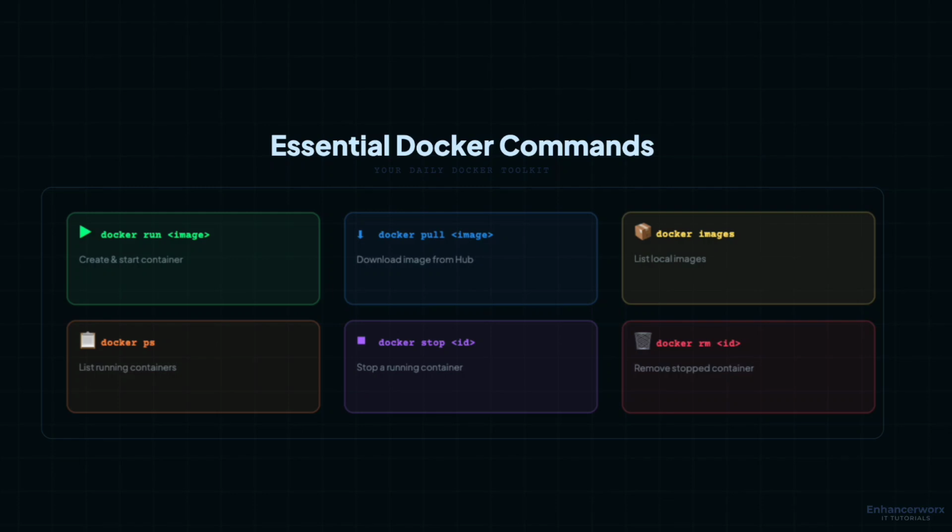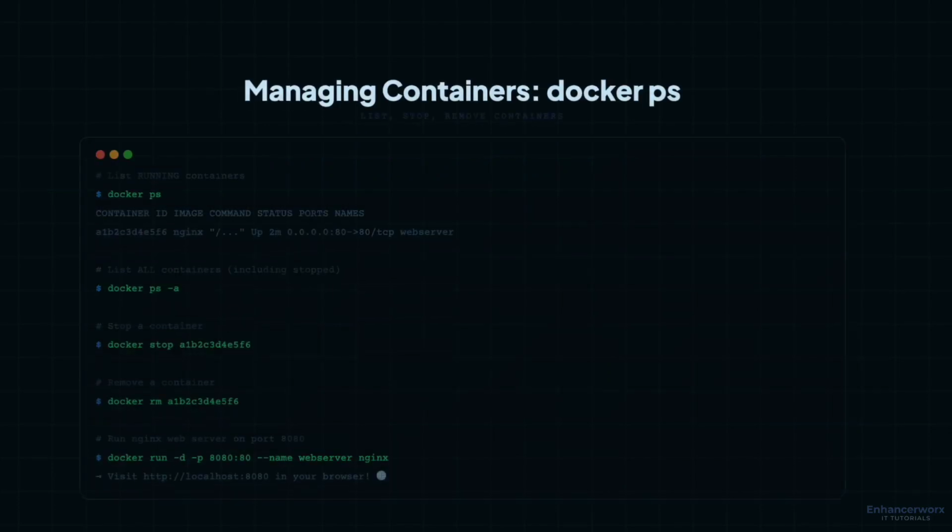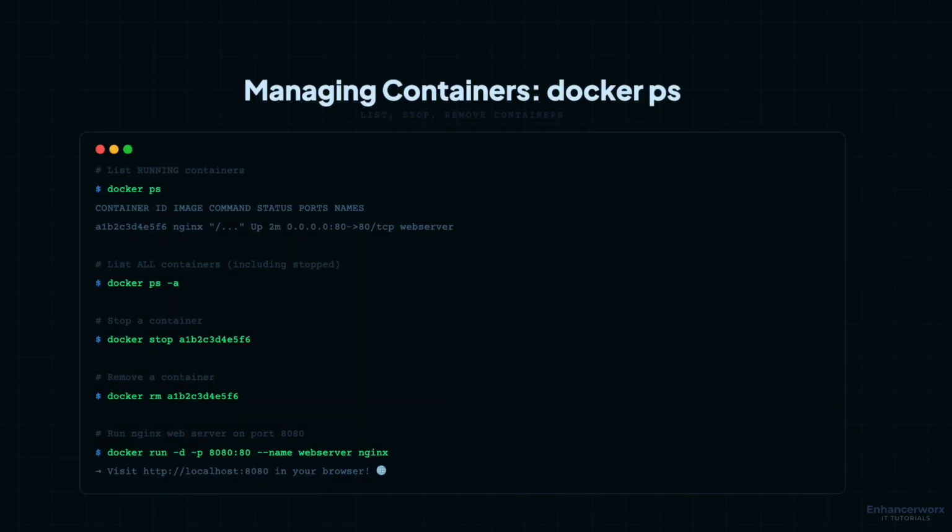The docker ps command is your window into what's running. Use it constantly. docker ps shows only running containers. Add the -a flag to see all containers, including stopped ones.